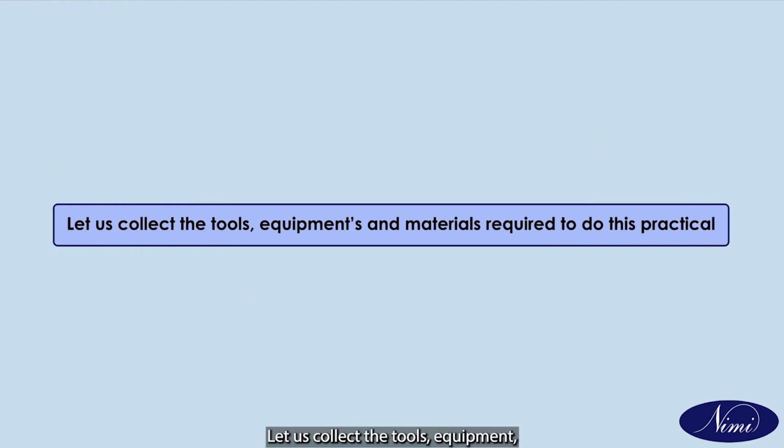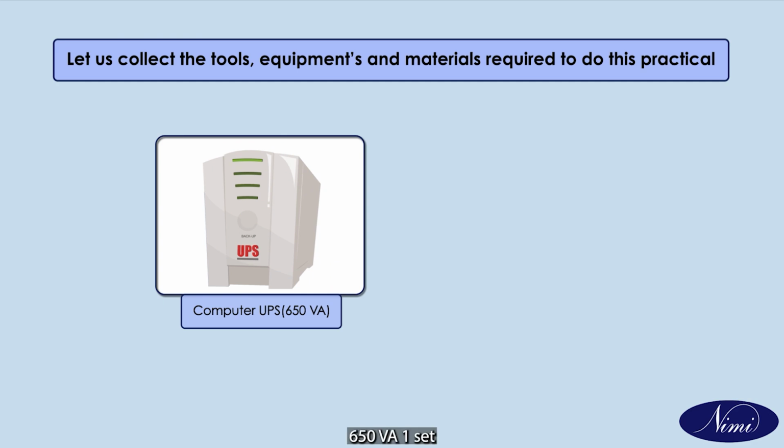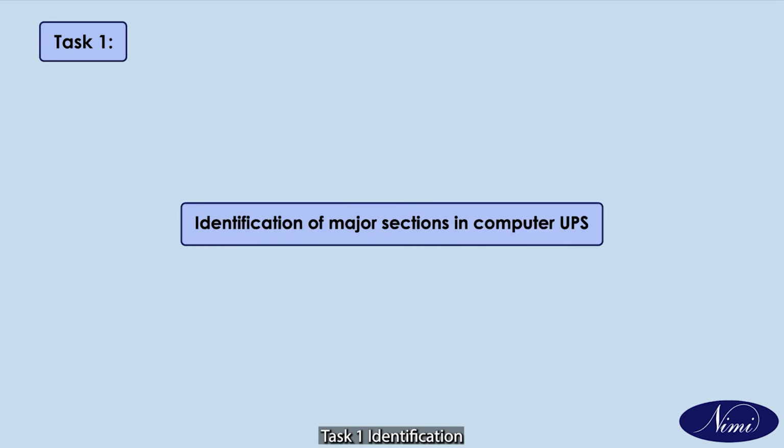Let us collect the tools, equipment and materials required to do this practical. Computer UPS 650 volt ampere, 1 set. Trainee's toolkit, 1 set. Procedure. Task 1. Identification of major sections in computer UPS.